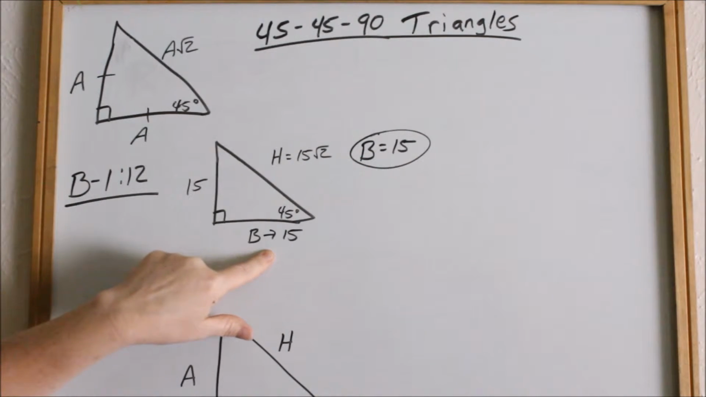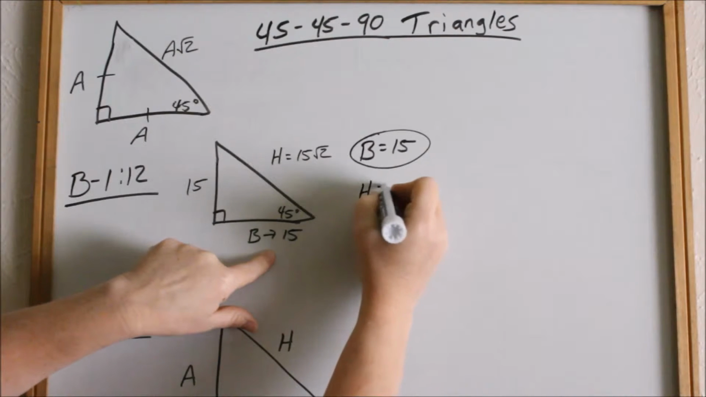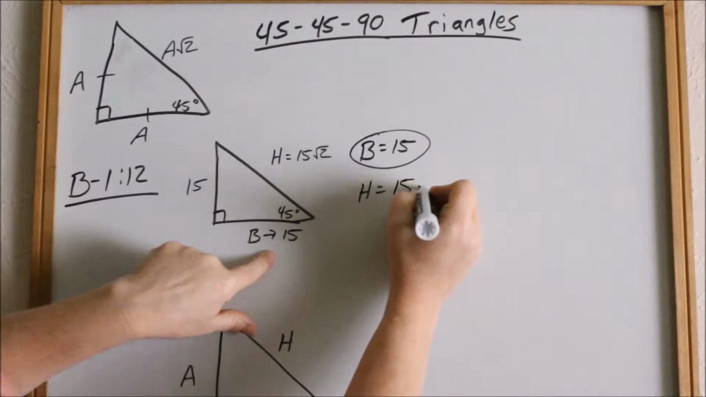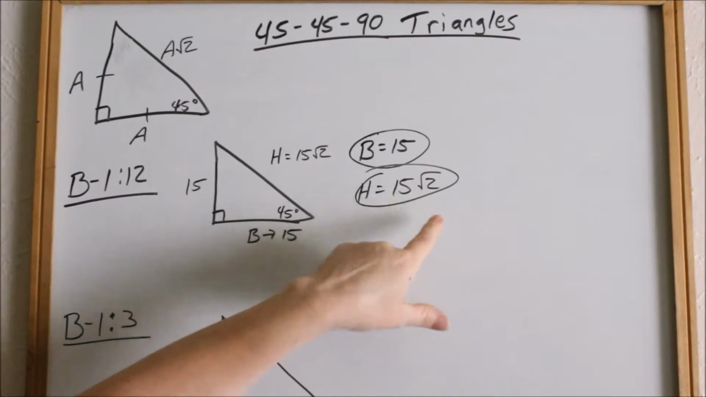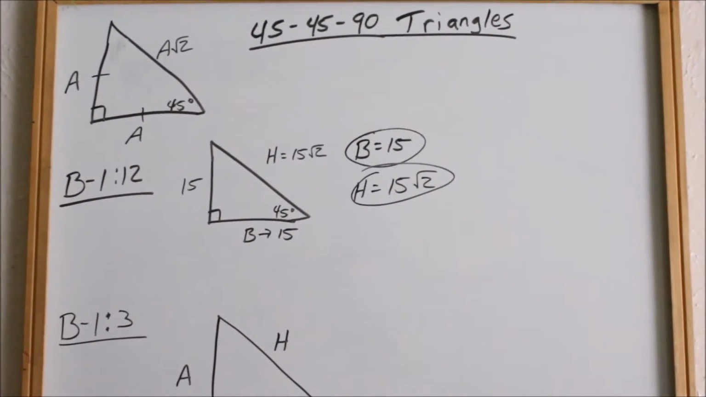Nothing else to simplify that. We don't need to simplify that. And I'm not going to turn it into a decimal. If I did, it'd be square root of 2 and then times 15. I'm just going to leave it like that.